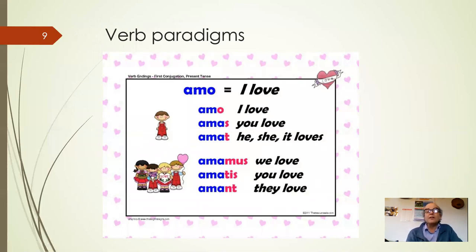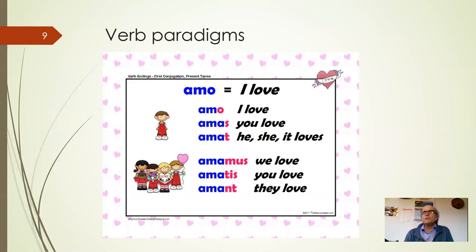But I also want to mention the other thing that you learn on day one in Latin, and that is the verb paradigm: amo, amas, amat, amamus, amatis, amant. So, amo, I love; amas, you love; amat, he, she, or it loves; amamus, we love; amatis, you love; and amant, they love. Now, actually, if I'd given you the Sanskrit paradigm, you would have noticed some similarities.